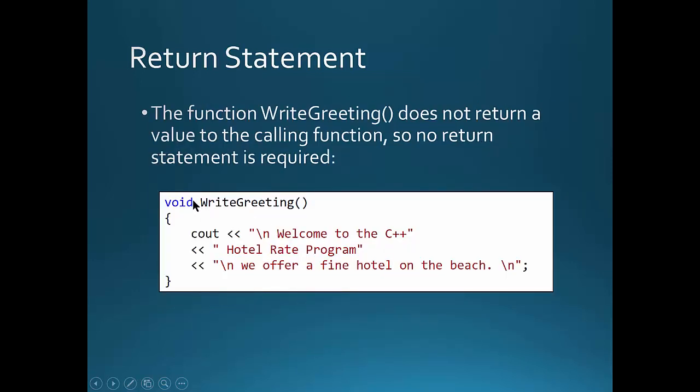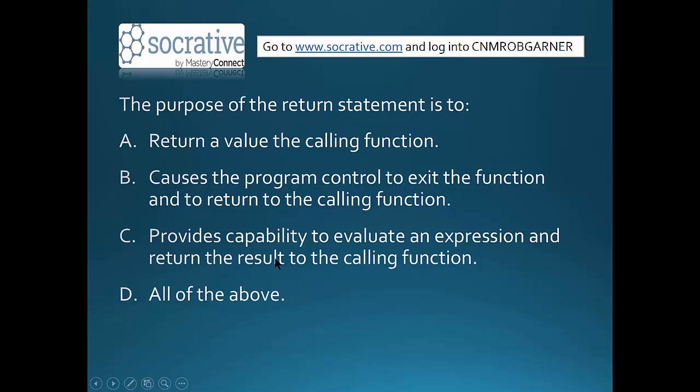If your function is void, it doesn't have to have a return statement. All that will happen is it'll keep executing. When it gets to the last curly brace, it'll automatically return. So with a void function, you don't have to have a return.